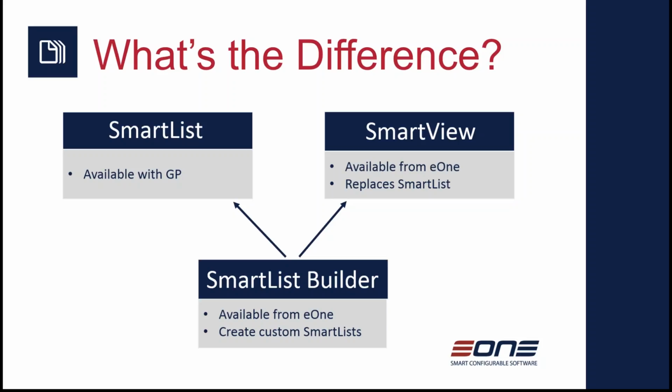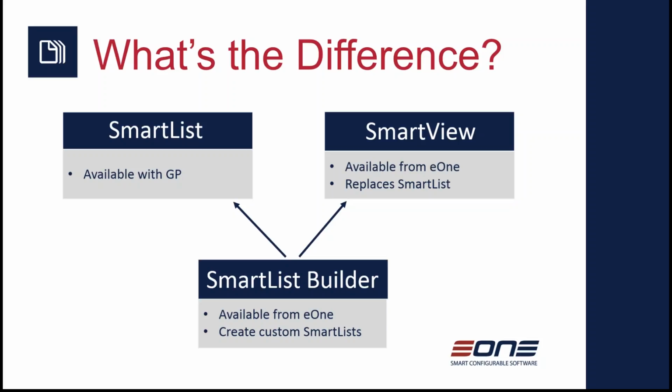But what we want to do today is cover SmartList Builder and SmartView, and show you how we can enhance SmartList for you. So you've all been using SmartList, you know how that works. How do we make it do more and give you more of what you need in the tools? So first I want to talk about what is the difference between all these. I've said SmartList, SmartView, SmartList Builder. That's a lot of smart names, but how do I keep track of the different ones?